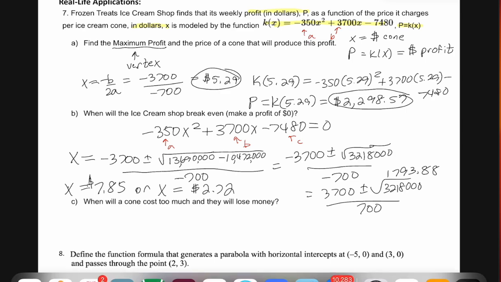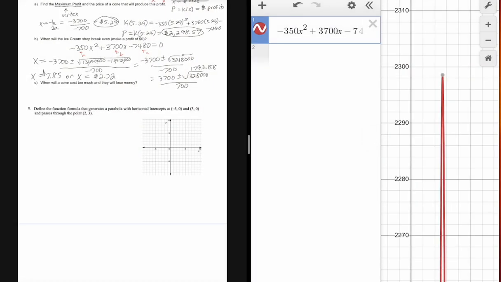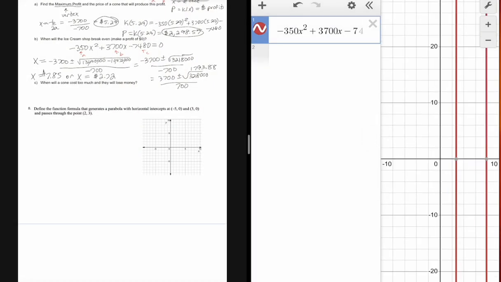So if we go back to Desmos, and I got to go back. Oh, there we go. Look, 272. Look, 785, when rounded. Where we hit the x-axis, our zeros, our horizontal intercepts, our roots, all of those things tell us where the profit, the height, is 0.